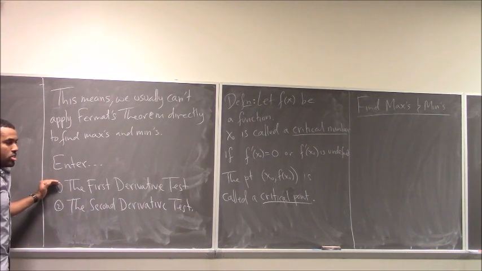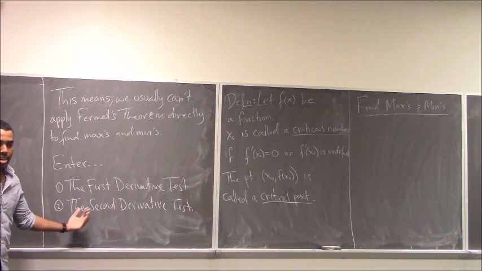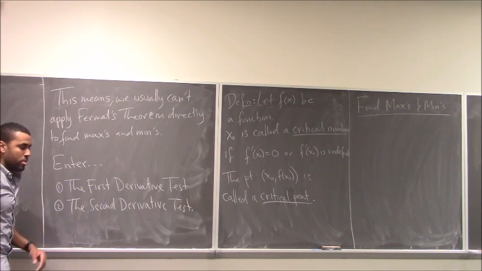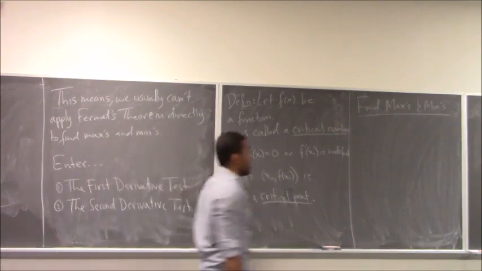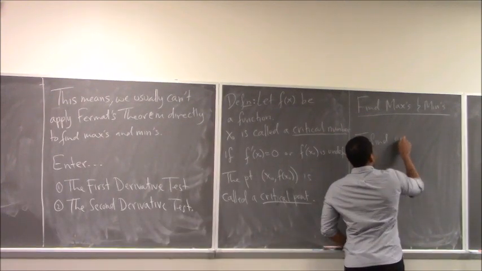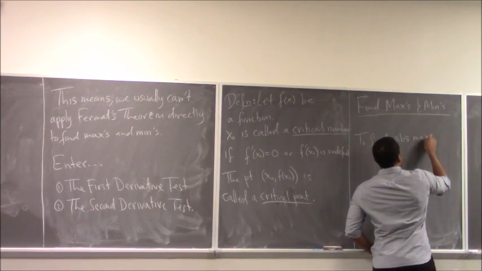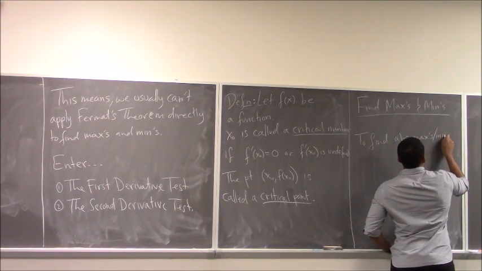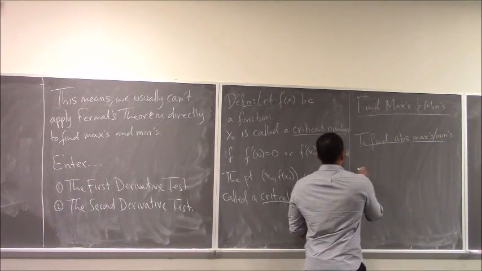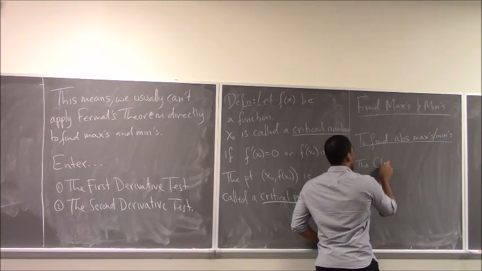In practice, I think it's generally better to use the first derivative test because you already have this before you have the second derivative anyway. But you can use either one. And there's a third method for finding absolute maximums and minimums. So let's talk about how to find absolute maximums and minimums. There's what's called the closed interval method.